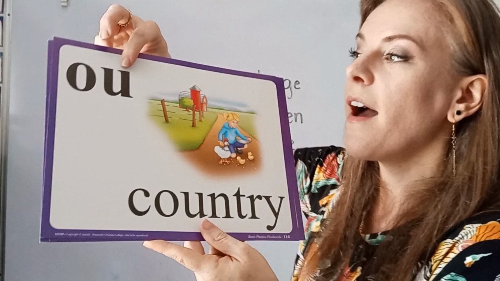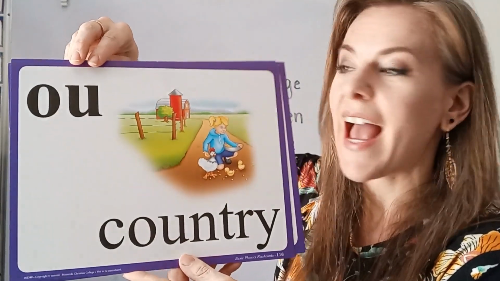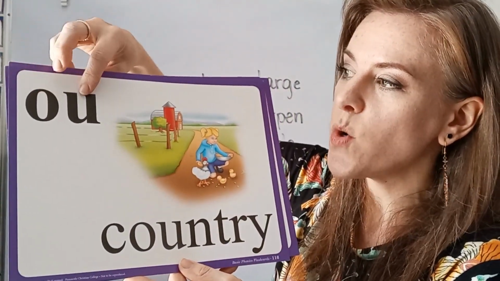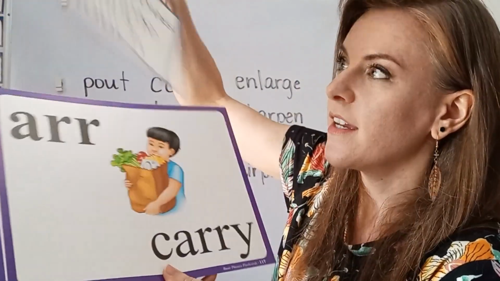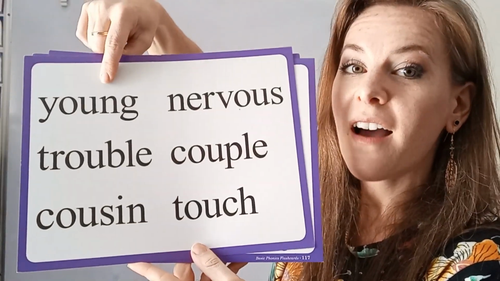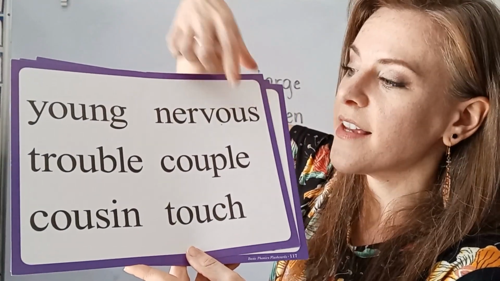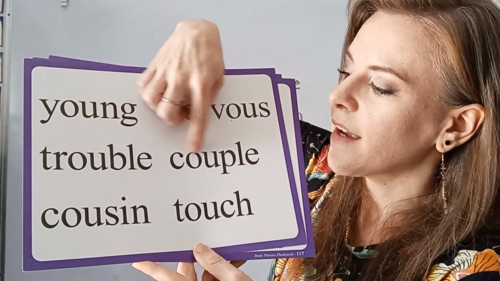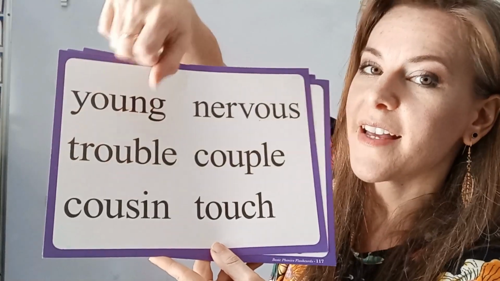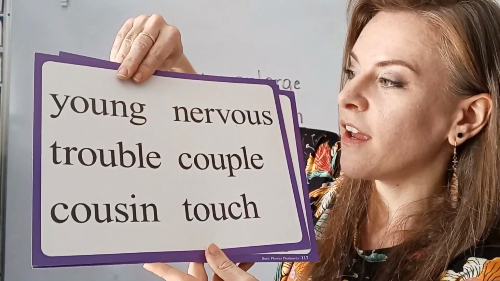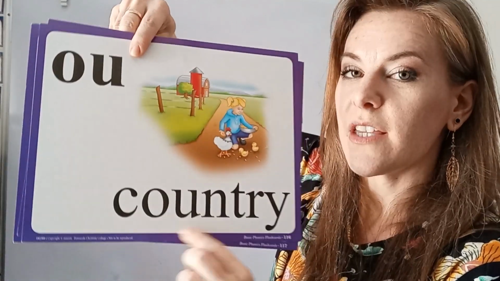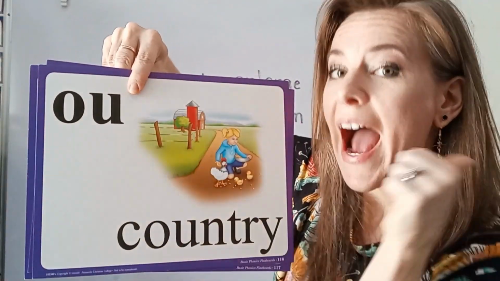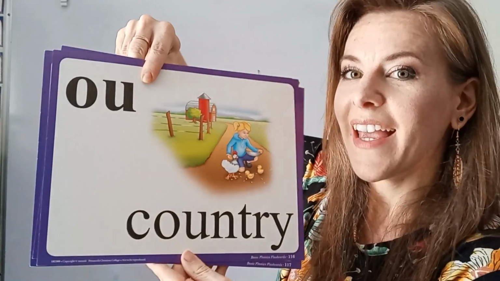Then we have u in country. It's just a short U sound. In country. O-U says u in country. And we have young, nervous, trouble, couple, cousin, touch. So the O-U says u in country. The O-U also says ow in out, and it says u in country.